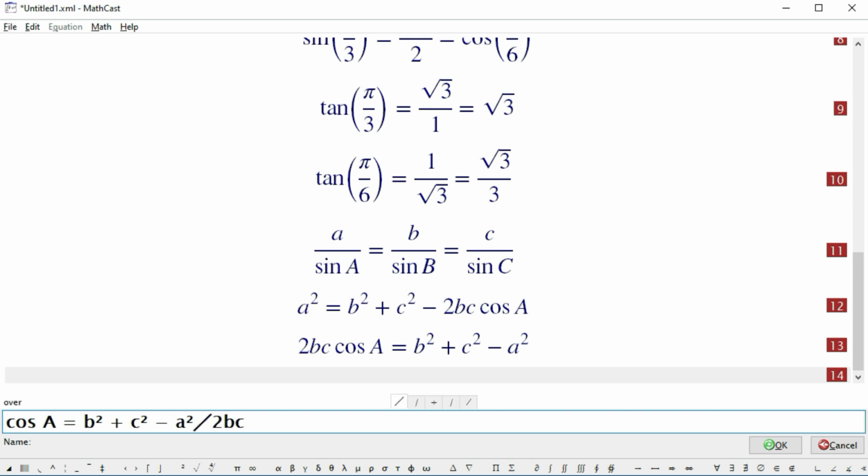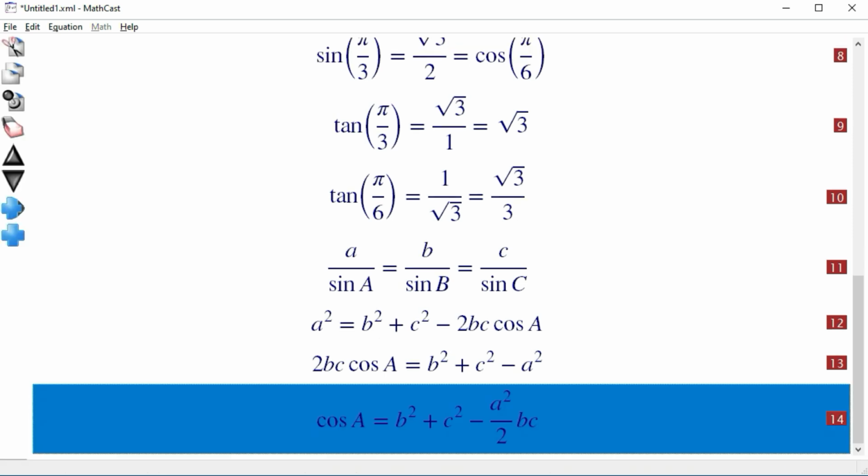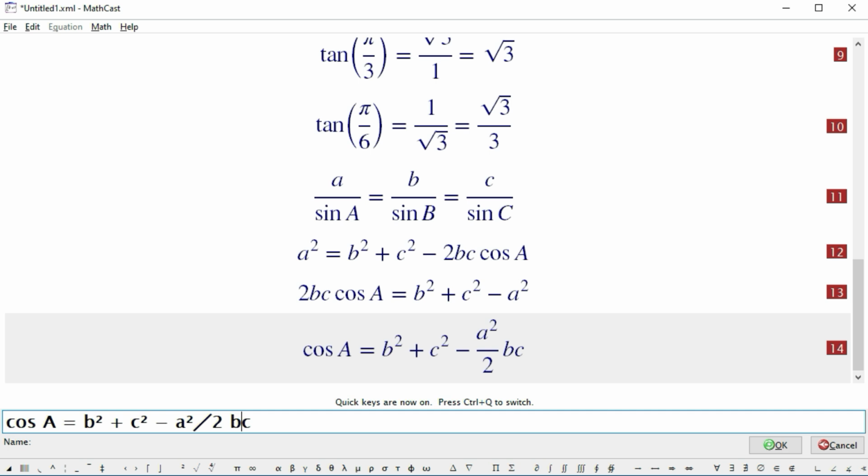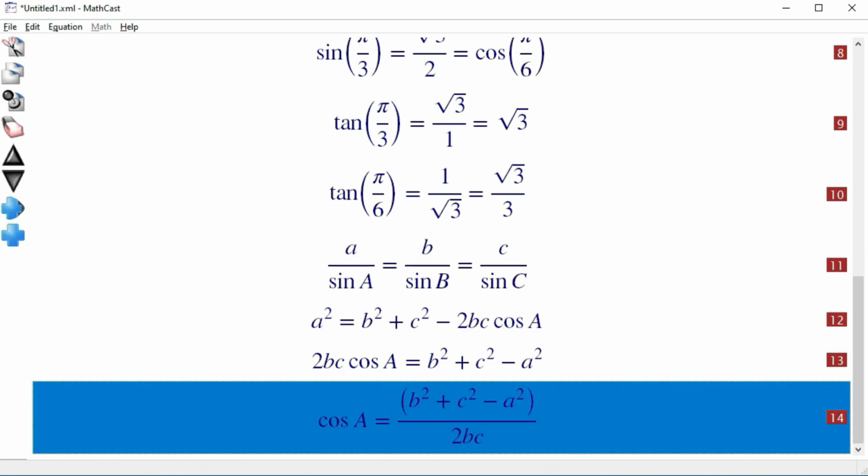So of course I know what's going to happen with this one. It's going to make it look awful. Oh, look at that, awful. So I'll try brackets first and see if that works, and then try the bracket there. There we go: b squared plus c squared minus a squared over 2bc.